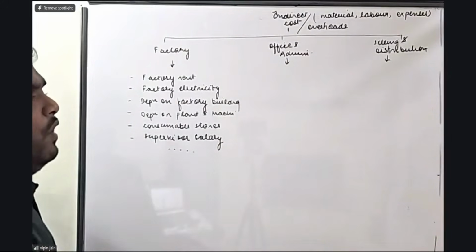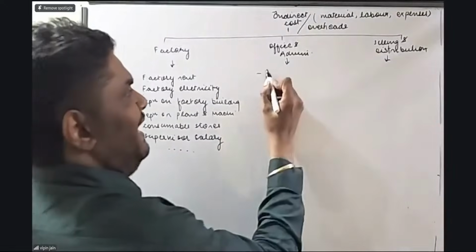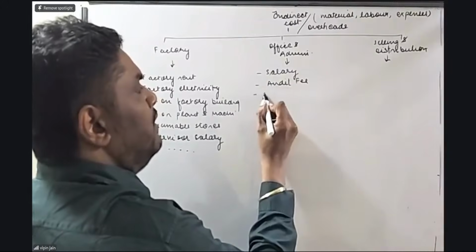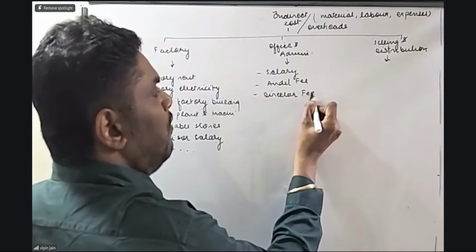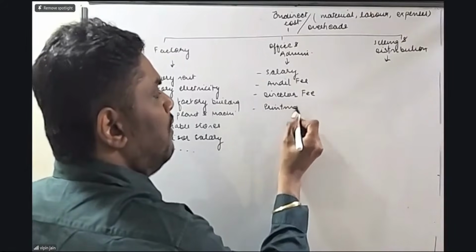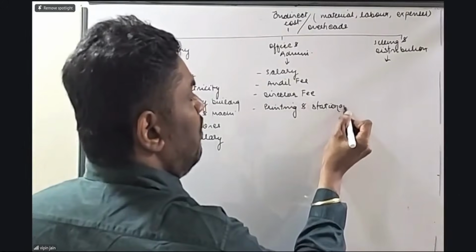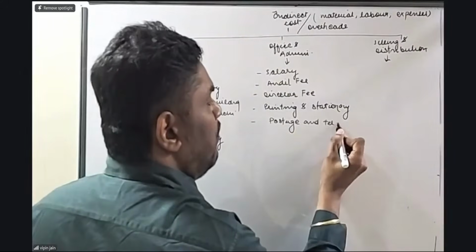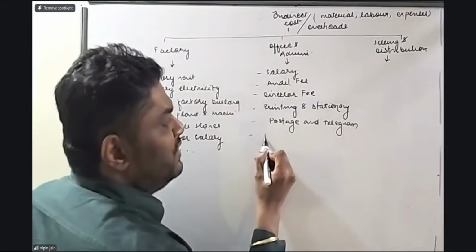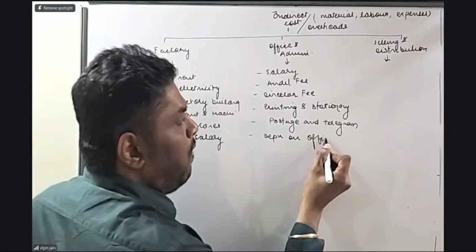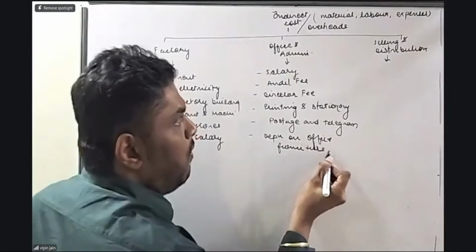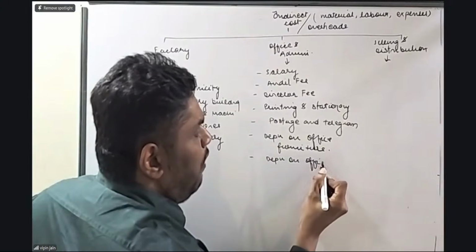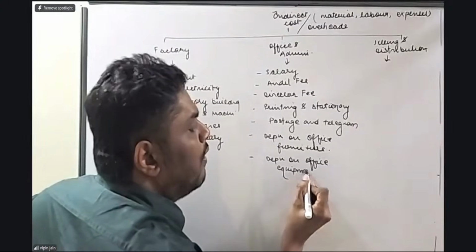When talking about office and administration, if the salary is given, you can put it under this, then audit fees if it is given, director fees if it is given, printing and stationery, postage and telegram, then depreciation on office furniture, depreciation on office equipments, etc.